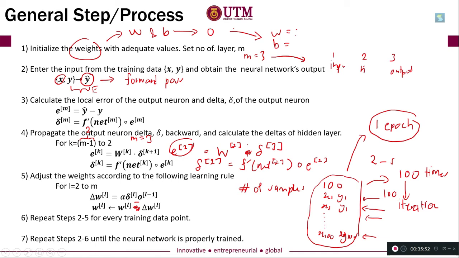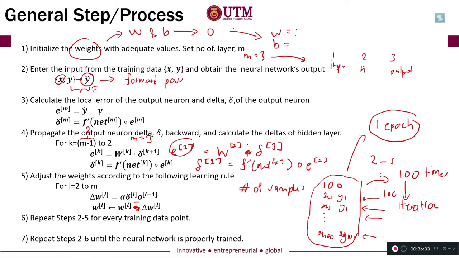Okay, so that means if you repeat step 2 to step 5, each iteration you update the W. That means you have updated 100 times, because you are repeating from step 2 to step 5. And then at step 7, you repeat step 2 to step 6 until the network is properly trained.